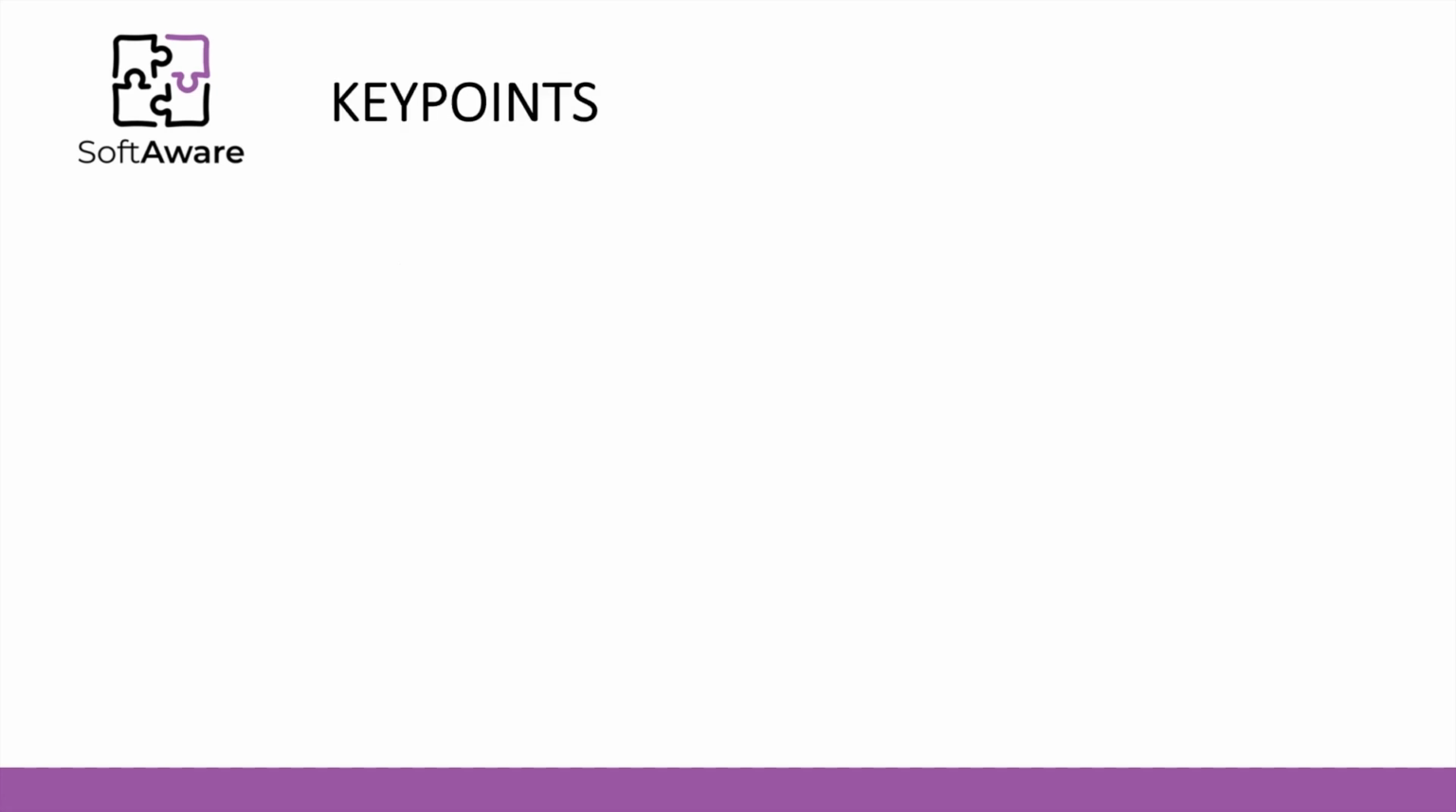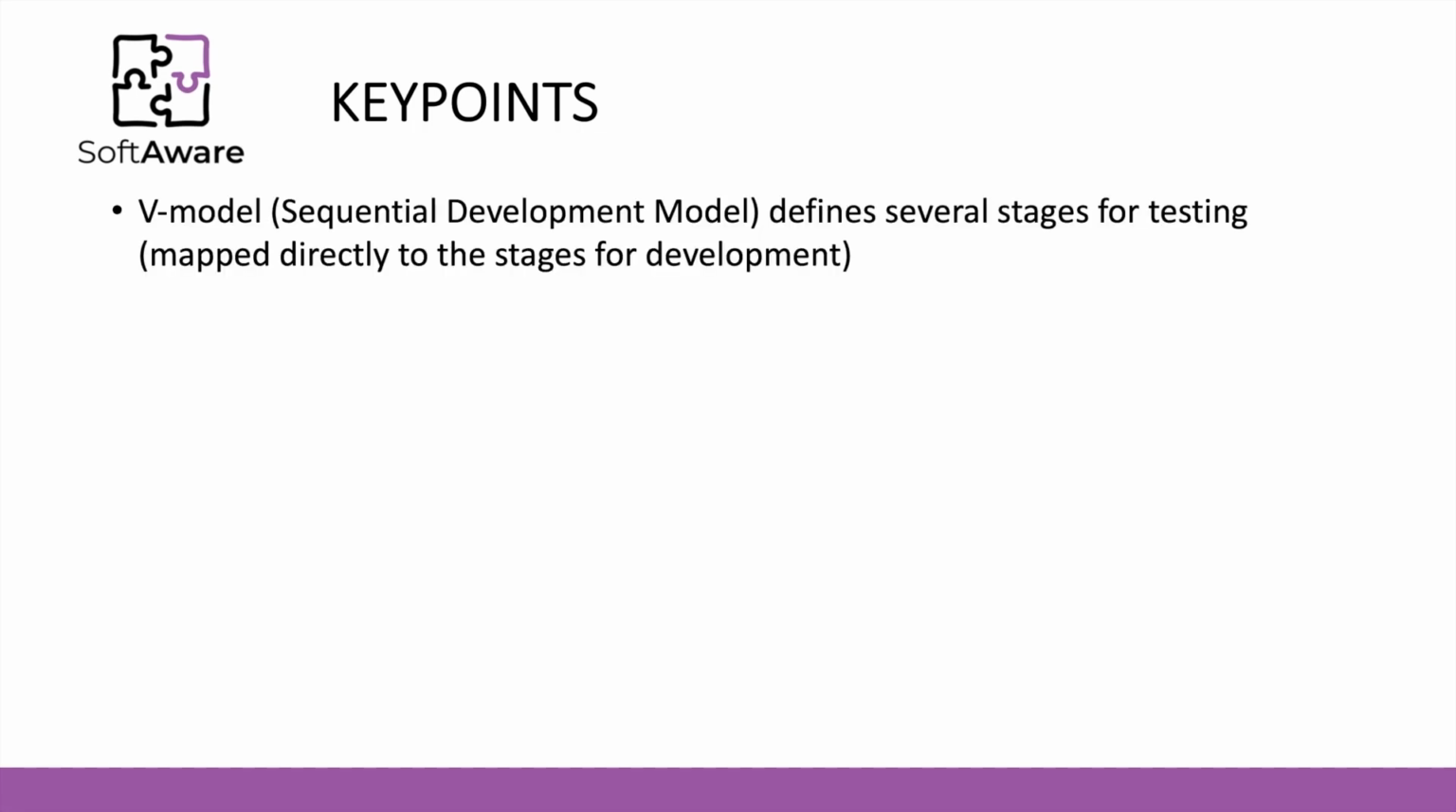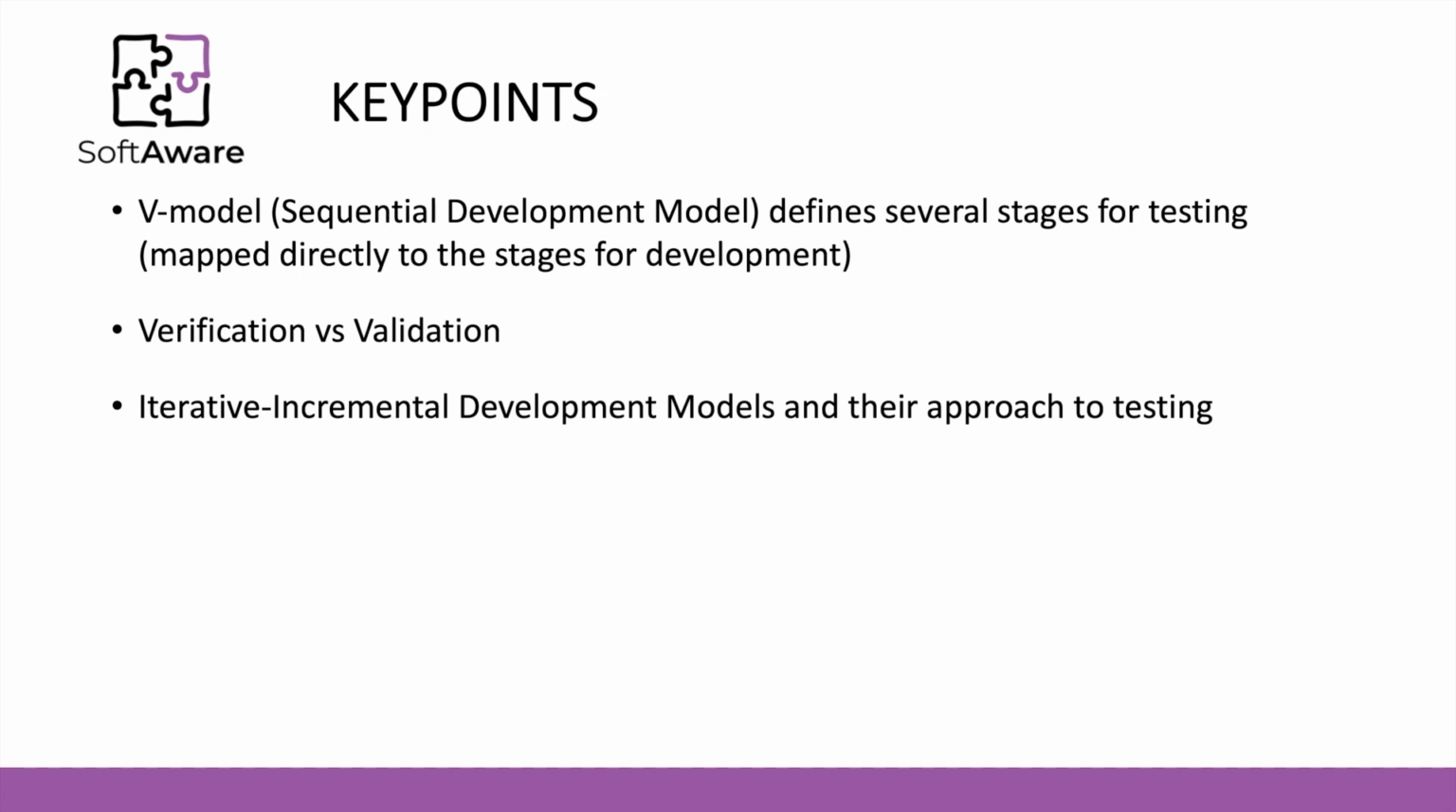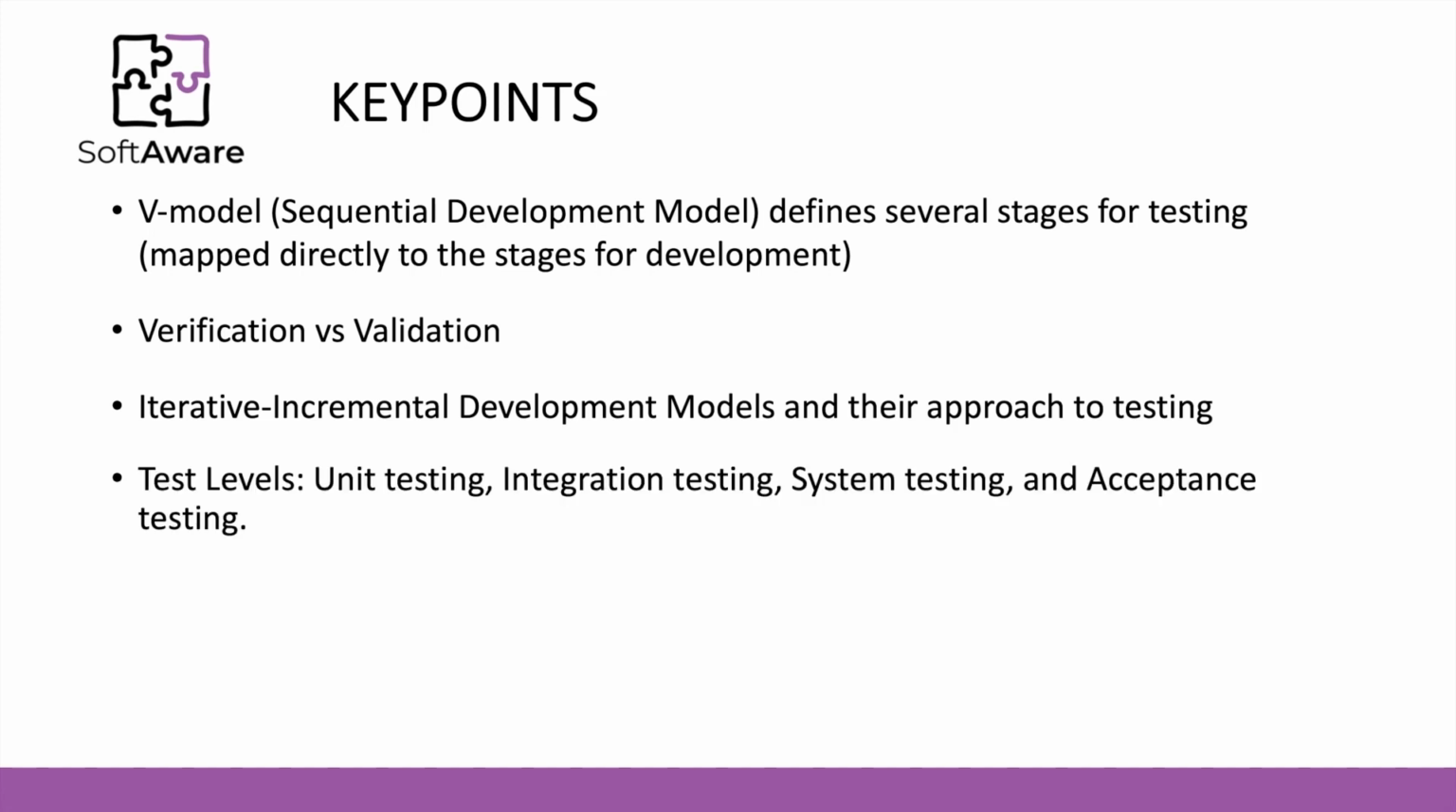Well, this wraps up this module, so here are some key points to take away. The V model, the sequential development model, defines 7 stages for testing mapped directly to the stages for development. There's a clear distinction between the verification and the validation process. The iterative incremental development models and their approach to testing is quite different from the one proposed in the V model, but there are a couple of common issues.